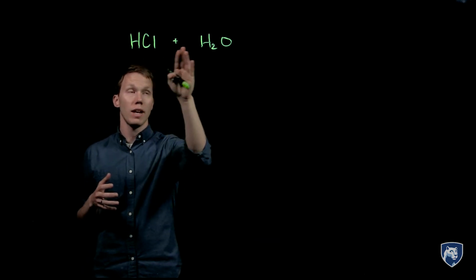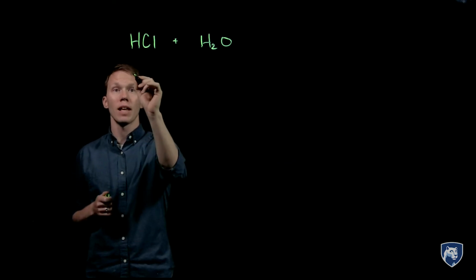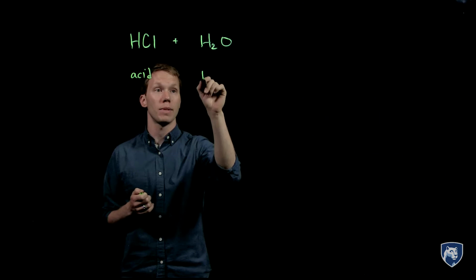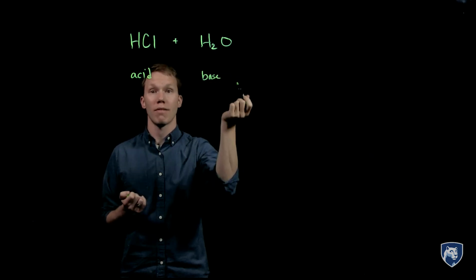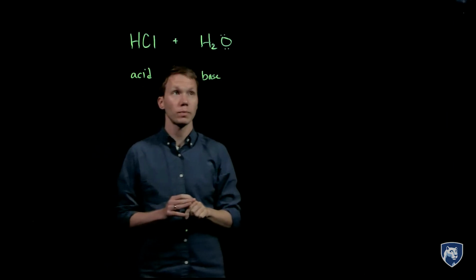So we have HCl and water. So we're familiar with hydrochloric acid as functioning as the acid. And if this is the acid, then this has to be the base. And in order to be a base, it must have lone pairs. So we just want to confirm that there are, in fact, lone pairs here.